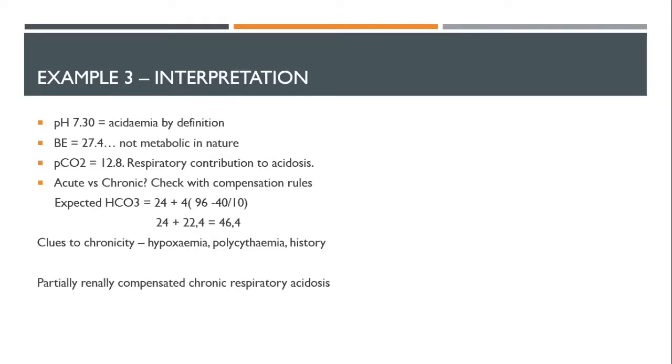And the clues that are given to help you with the interpretation are that she's a long-standing smoker. She's slightly hypoxemic on room air with a low PO2 of 8.9. She's polycythemic with a high Hb, and her history points towards someone with pulmonary hypertension as a result of her long-standing smoking and respiratory disease.